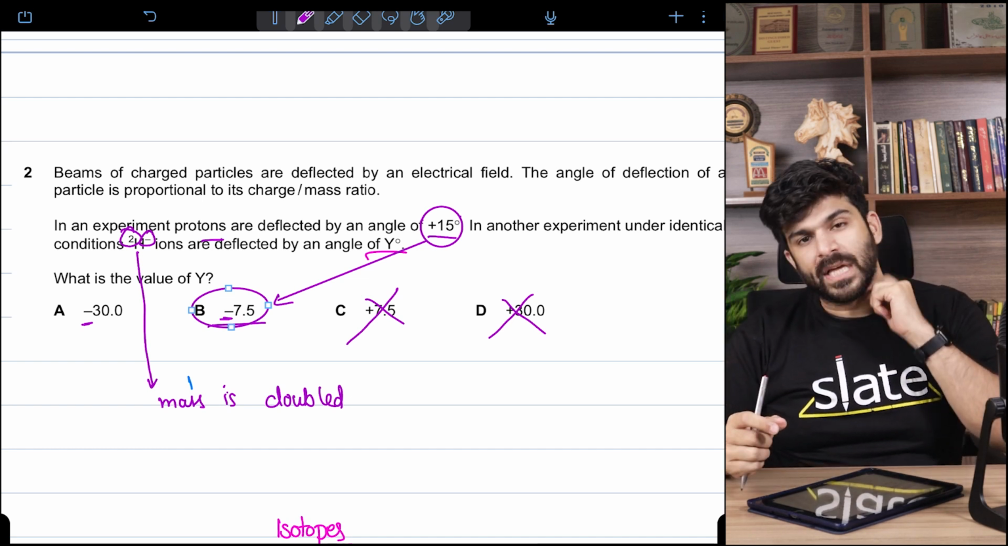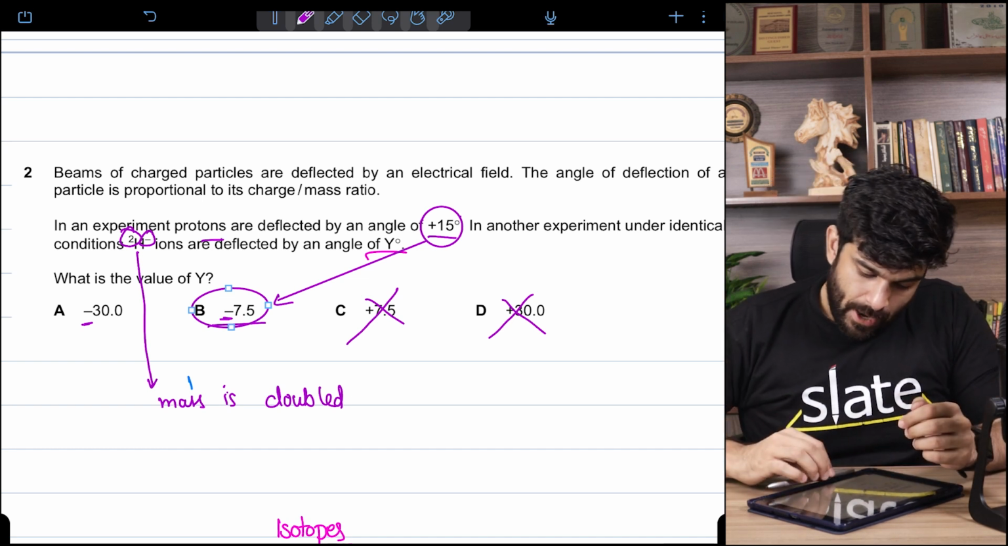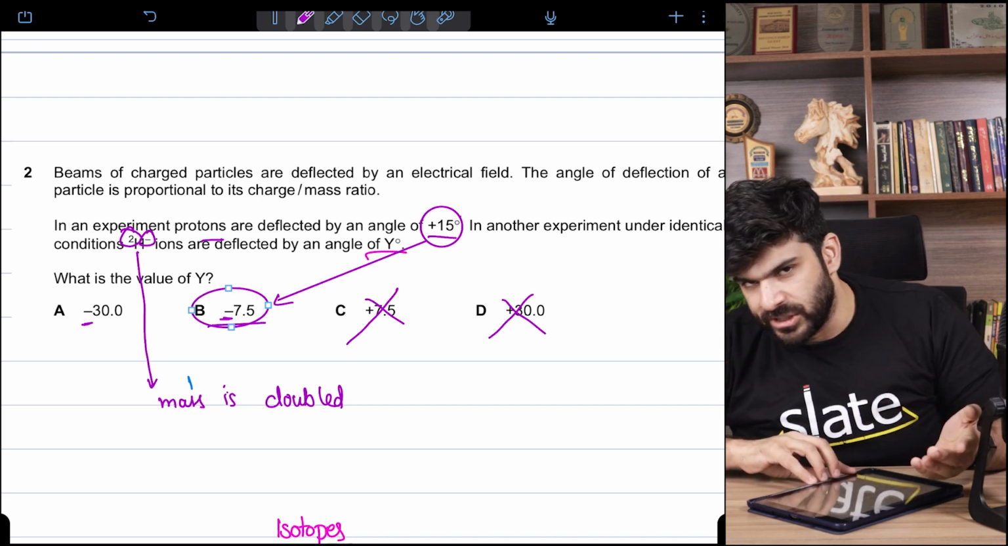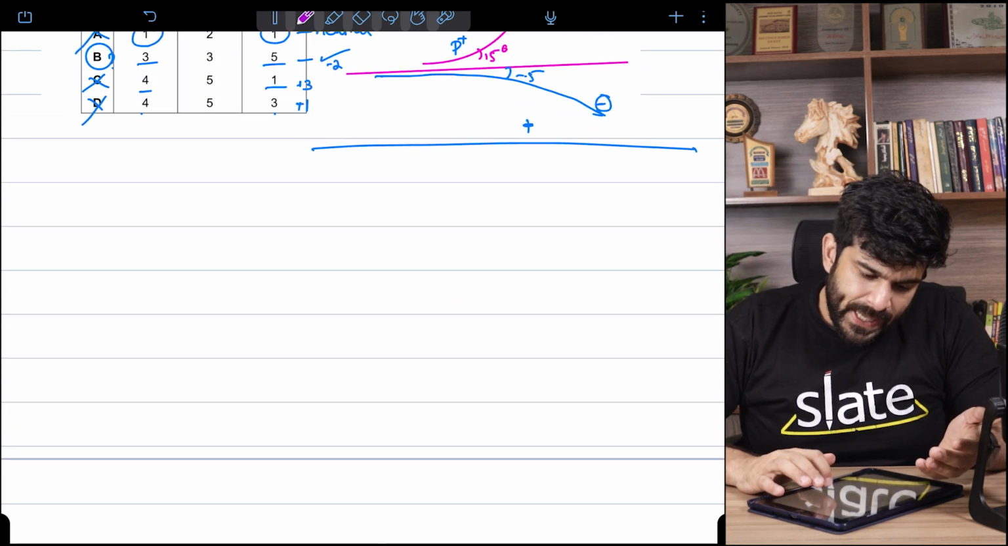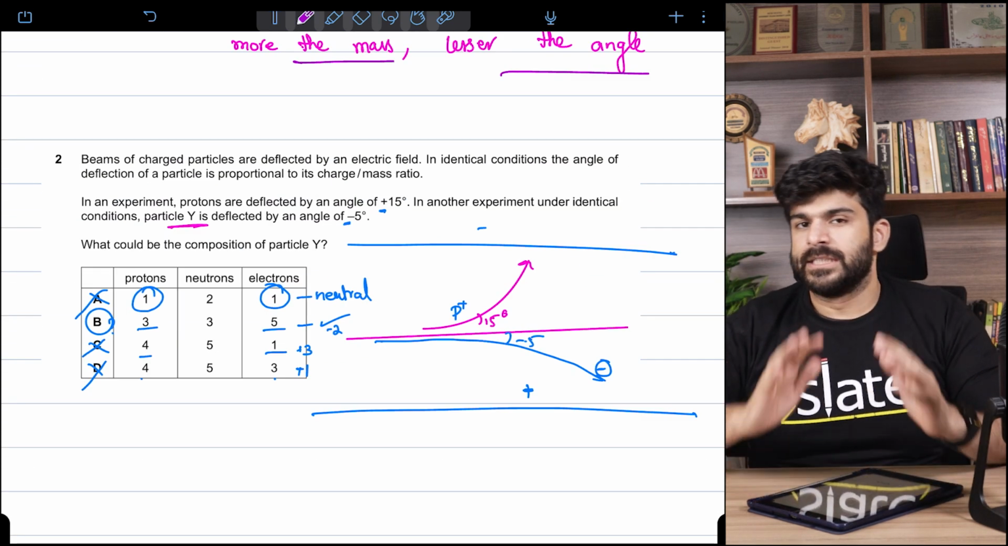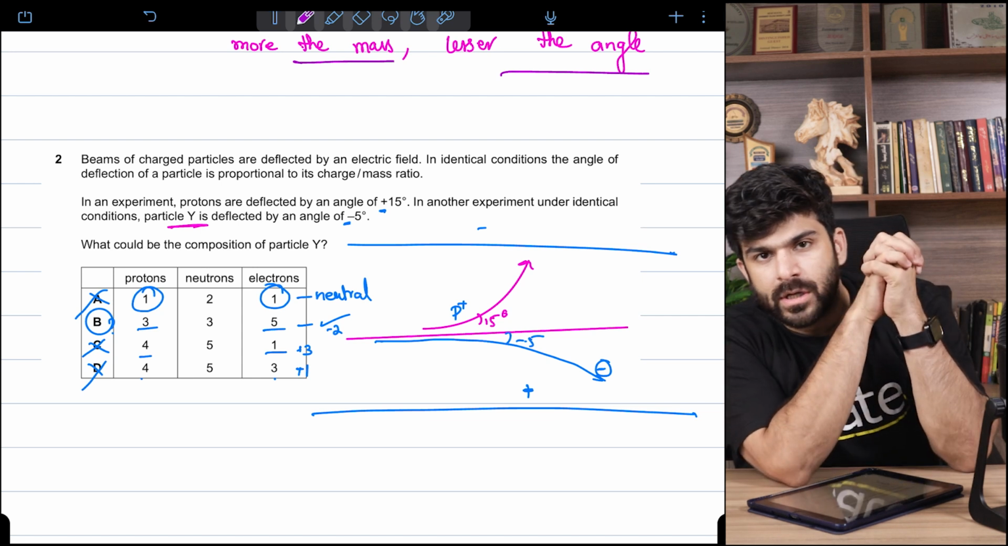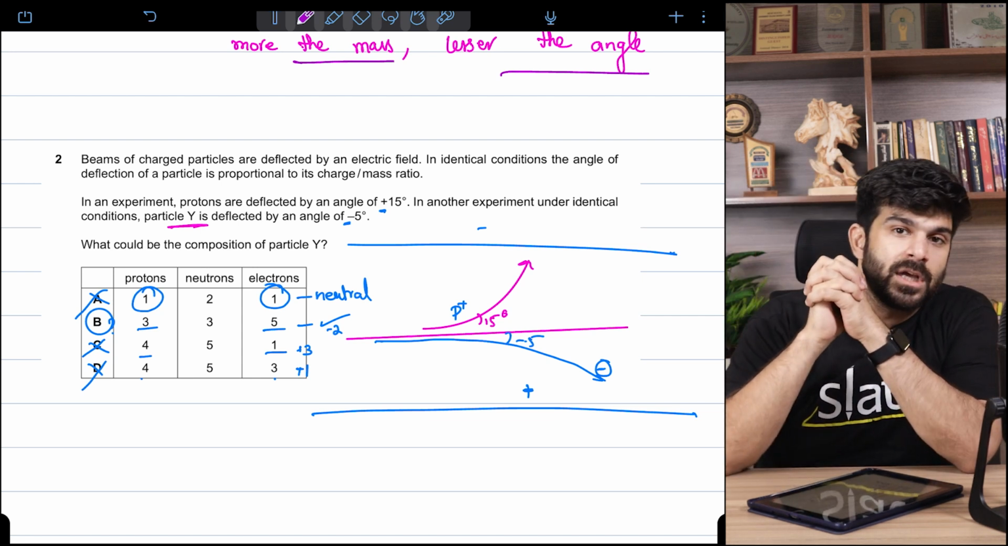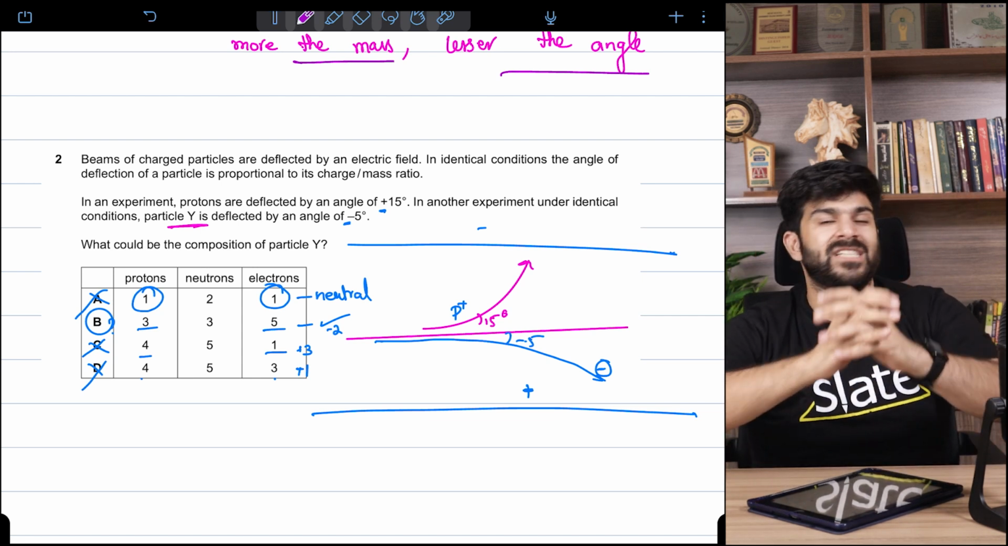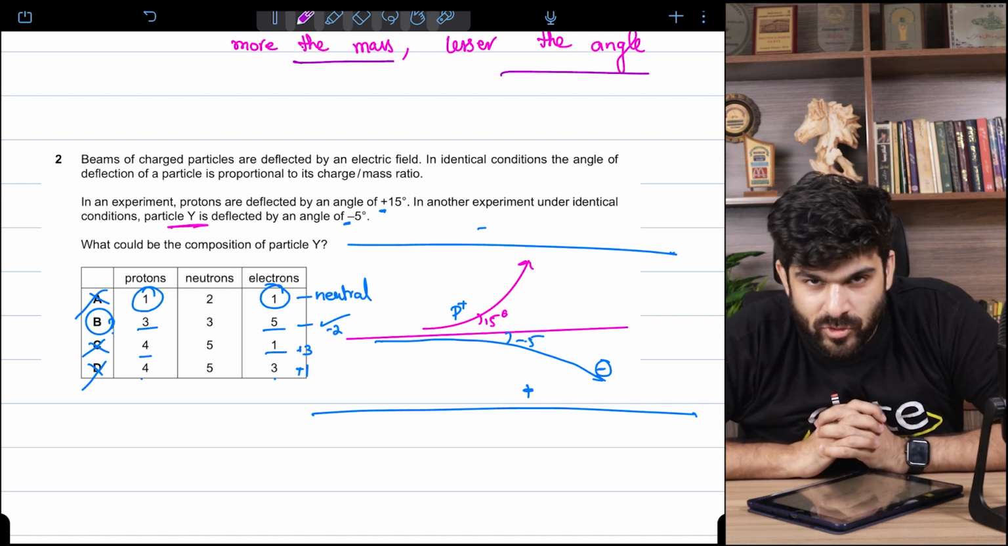So students, I hope this helped you a lot in understanding isotopes. We just revised it, the beams and the particles' behavior. In the next lecture, we are going to talk about the energy levels and orbitals, a very important concept of AS chemistry.